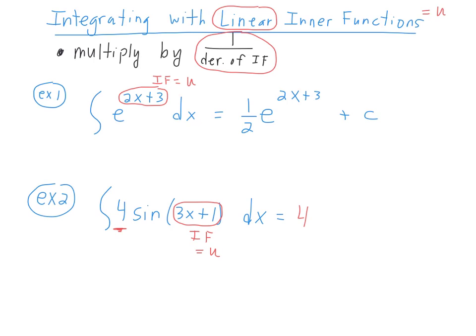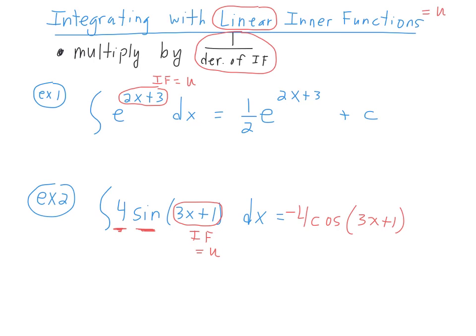And then from there, we're going to integrate our main function. Well, the main function is sine. When we integrate sine, we said we get negative cosine. So I'll put that negative in front of that 4. Then we're going to have the cosine of this inner function.